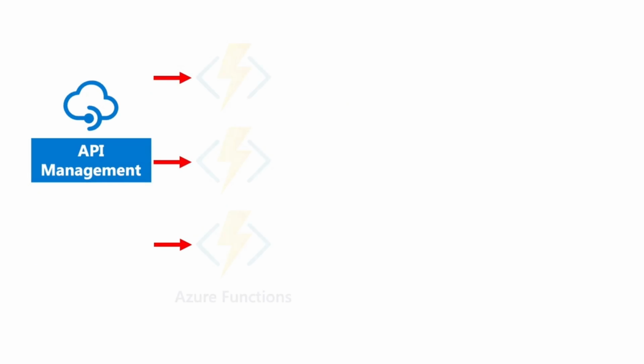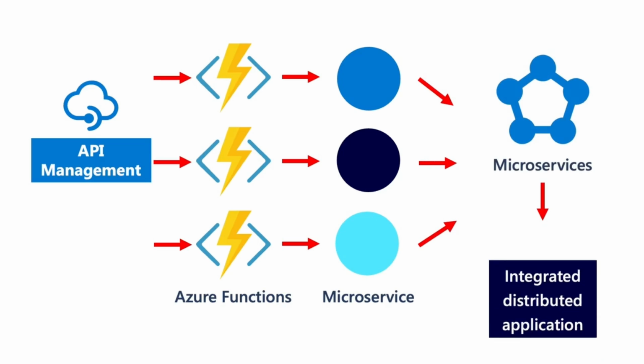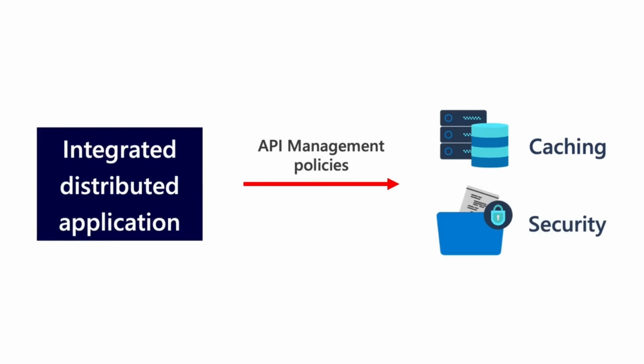Because you can publish Azure Functions through API management, you can use them to implement a microservices architecture. Each function implements a microservice. By adding several functions to a single API management product, you can build those microservices into an integrated distributed application. Once the application is built, you can use API management policies to implement caching or ensure security requirements.